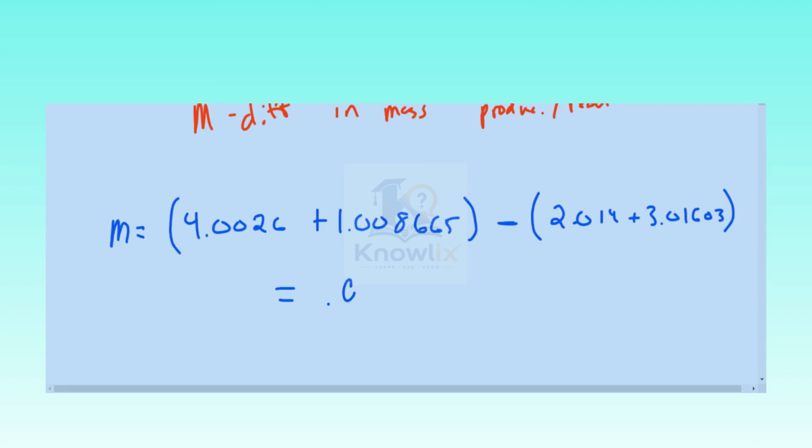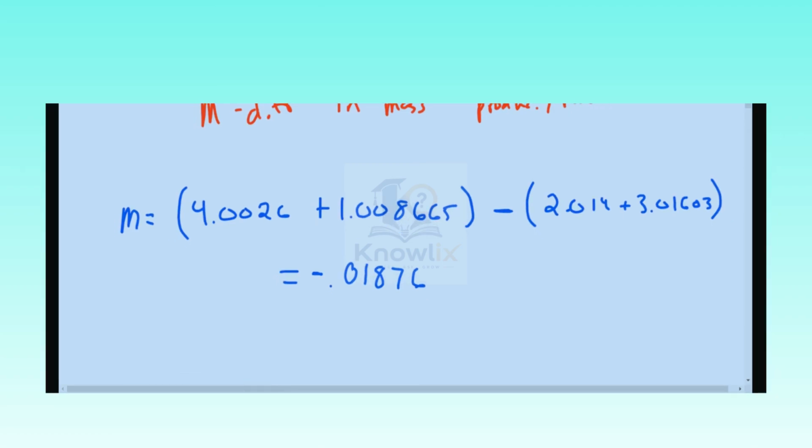And so we'll get some value for the change in mass. That's going to be 0.01876, and that value is actually negative. There's more mass in the reactants, and that's telling us that we're going to have a release of energy.